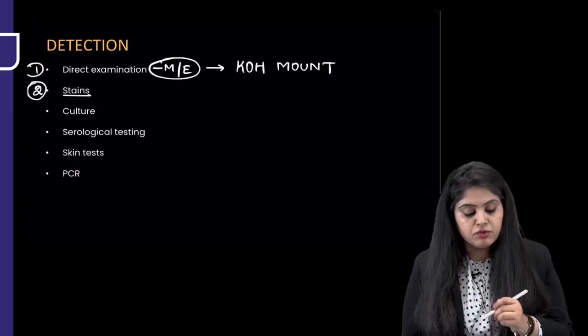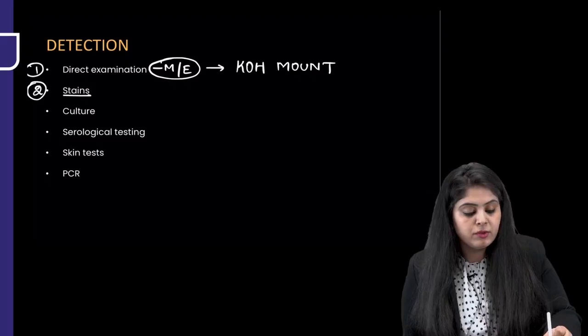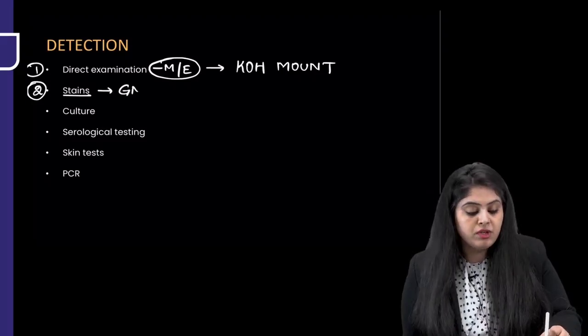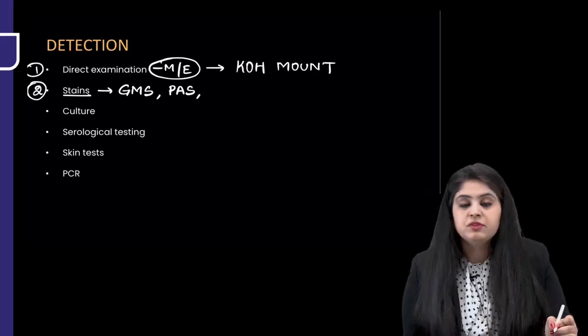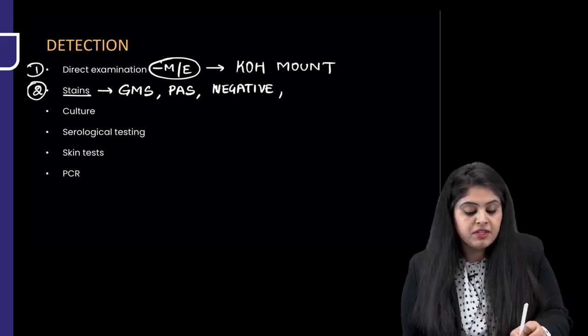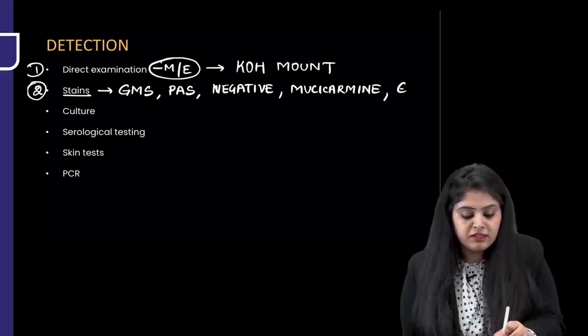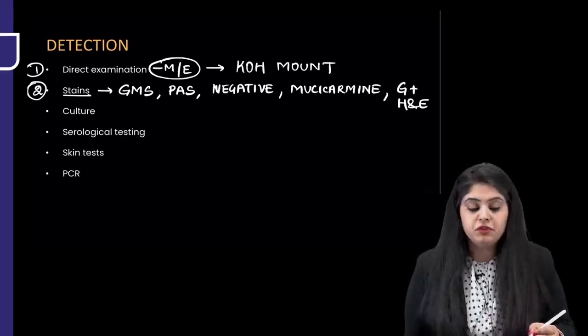Coming back, first you did direct examination with KOH, then you went ahead with stains. Let's do a quick recap. The black color stain was Gomori methenamine silver. The pink color stain was P for pass. So pass was positive. For cryptococcus, we had the negative stains if you were talking about the CSF sample. For cryptococcus, you had Mycology if you were talking about the biopsy sample. And 2 miscellaneous ones were gram positivity and HNE stain. So that wraps up all the stains for us.